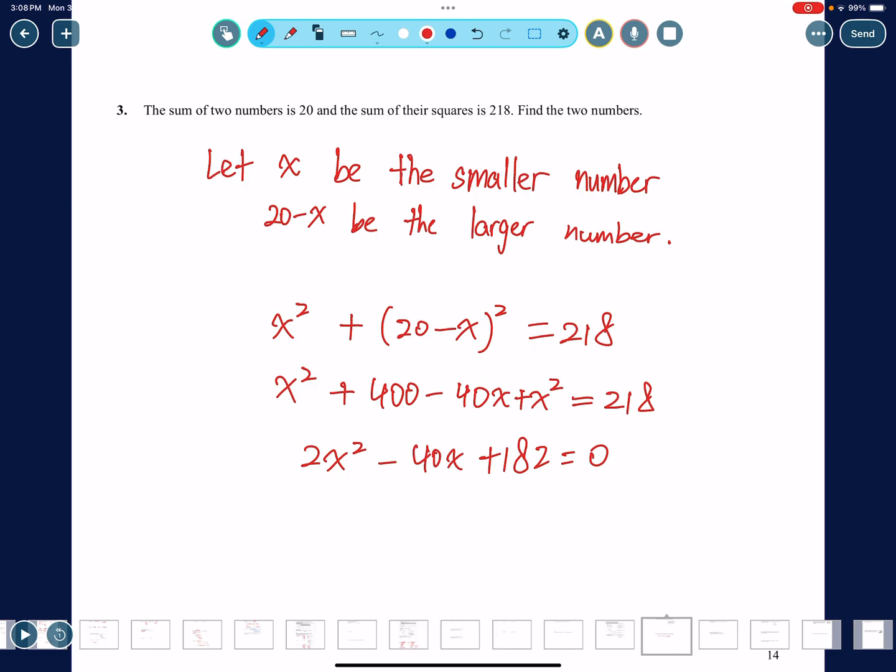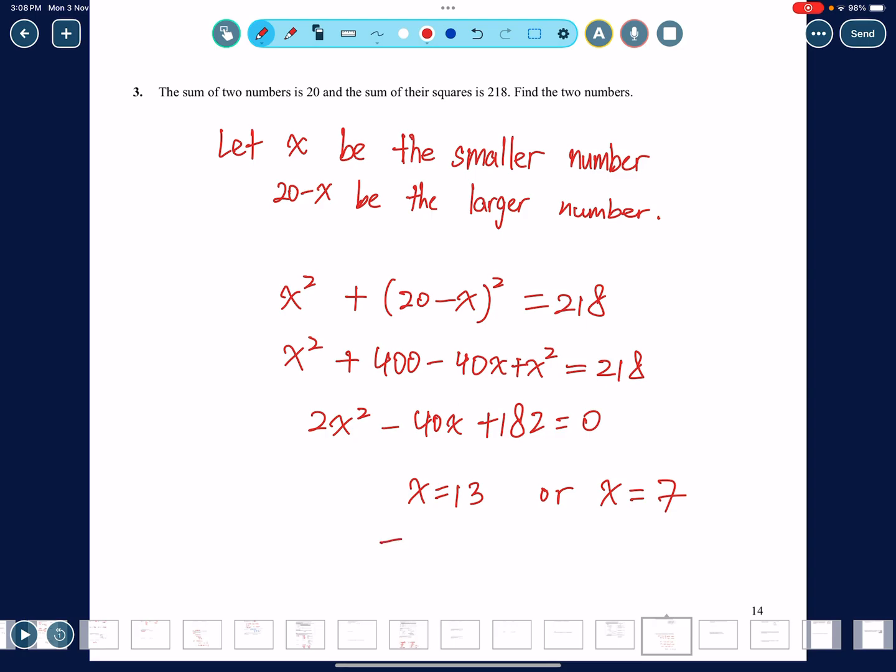Now, with the power of your calculator, use formula mode. 2, negative 40, and 182 gives x is 13 or 7. Now remember, the smaller number is x, therefore we reject this because x is the smaller number.